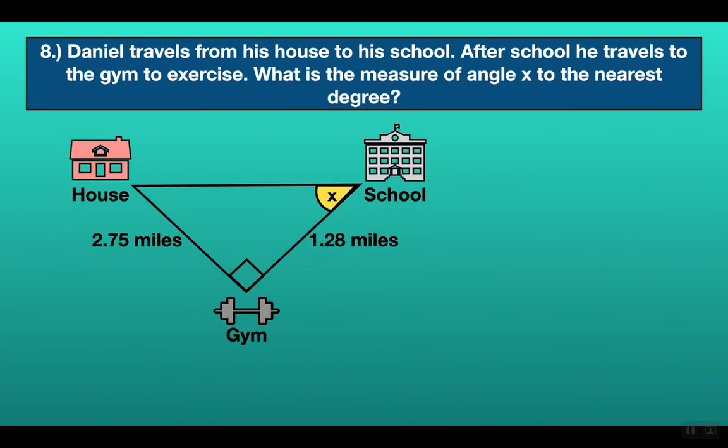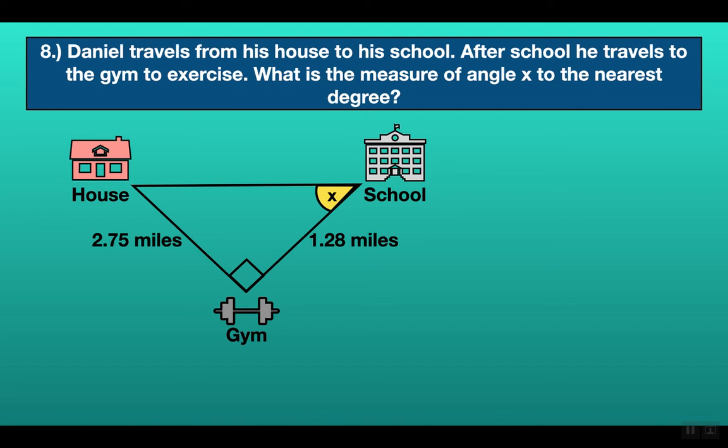All right, here's our final question from this review. Question number 8. It says Daniel travels from his house to his school. After school, he travels to the gym to exercise. What is the measure of angle X to the nearest degree? All right, so we've got to find the measure of angle X.